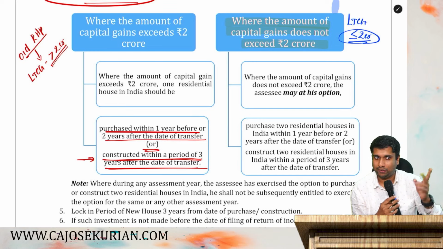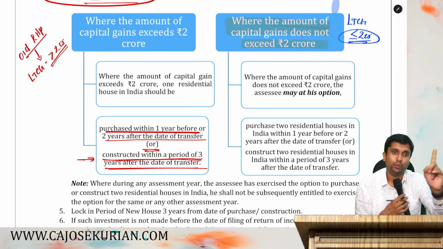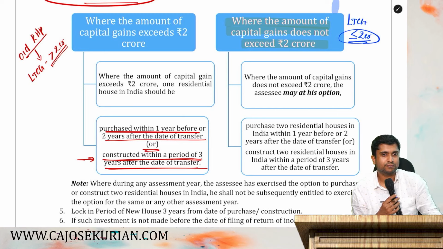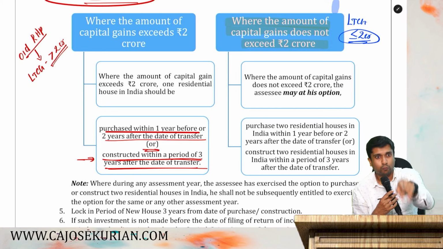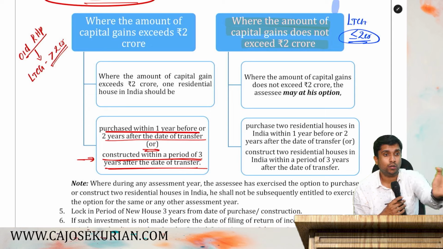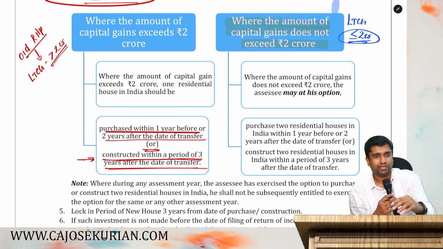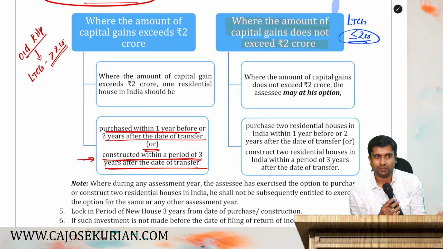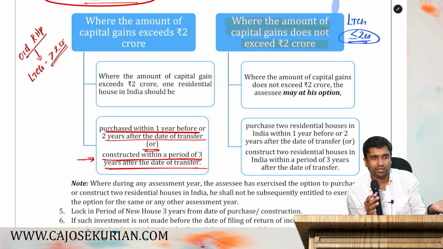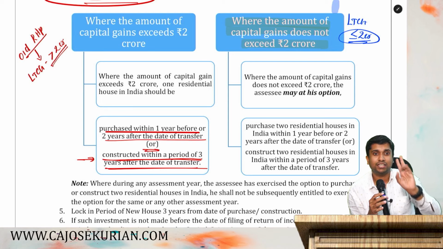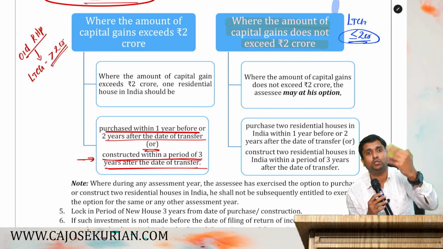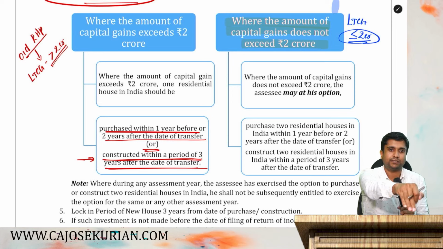It doesn't mean you have to purchase 2 or construct 2. If you want, you can purchase up to 2 and claim exemption for both. Are you with me? If you want, you can construct up to 2 and claim exemption for both. If you want, you can purchase 1 and construct 1. That is also possible. One house you purchase, another house you construct. But the moral of the story is you can have up to 2. You can buy up to 2 and claim both as an exemption.